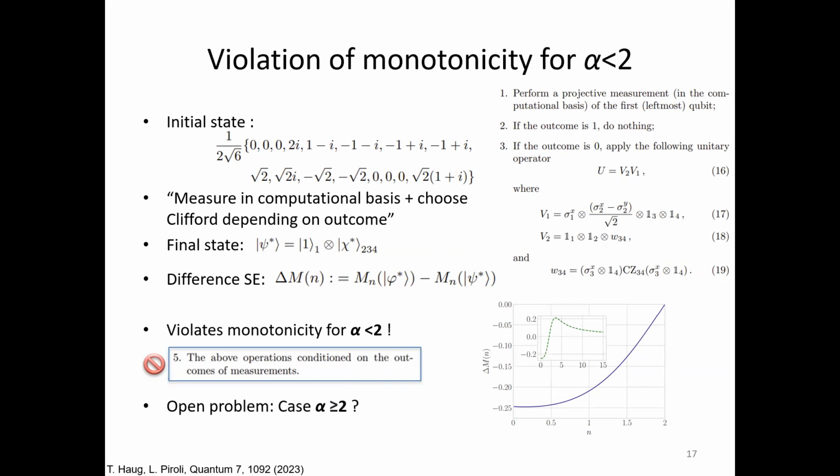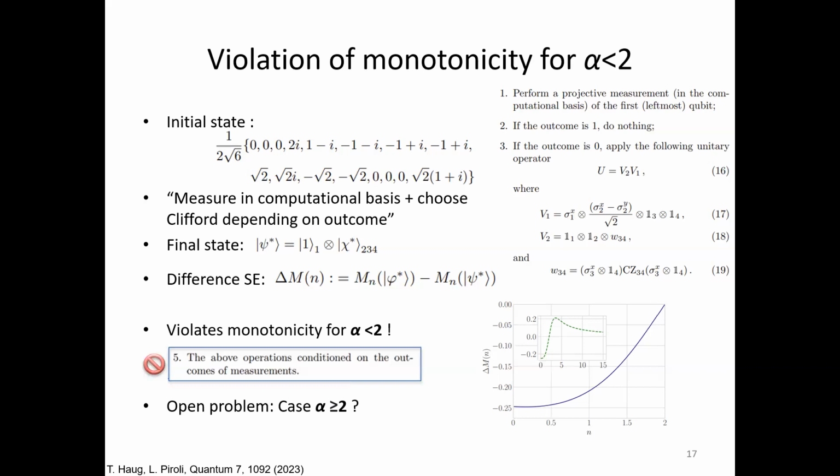Then we compute basically the difference in magic between the initial state and the final state, and we found this delta m here, the difference is negative, meaning after doing this Clifford operation, the magic actually increases. So we get more magic after the Clifford operation. So this is a direct violation of monotonicity whenever alpha is smaller than 2. So this fifth condition is not true, and under this fifth condition, it is not a magic monotone, even if you only consider pure operations.